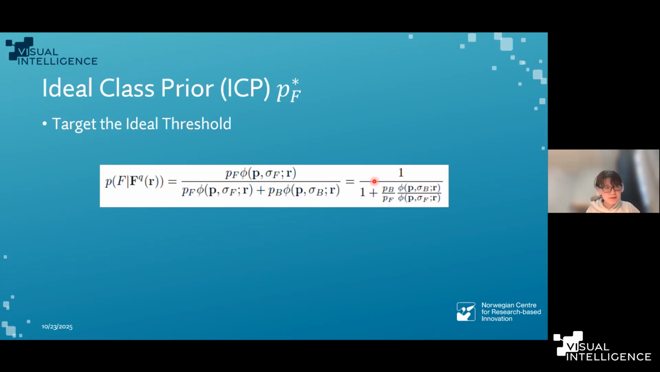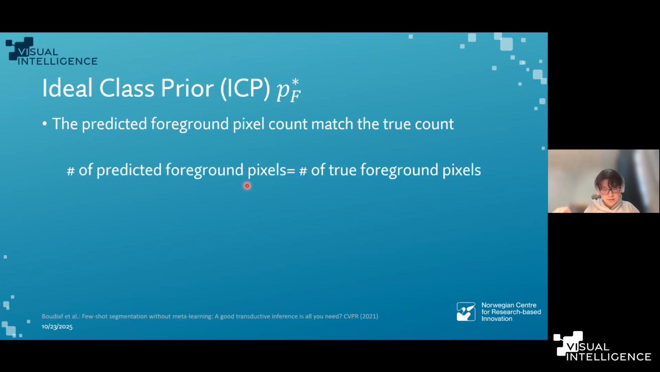And in addition to these extensions, we address class imbalance in medical image segmentation by introducing the ideal class prior, or ICP. It is a principled method for estimating class priors to improve the decision boundary. When we consider the TPM formulation, it tries to find the optimal class prior to improve the performance. It is done by just matching the number of predicted foreground pixels to the number of true foreground pixels.